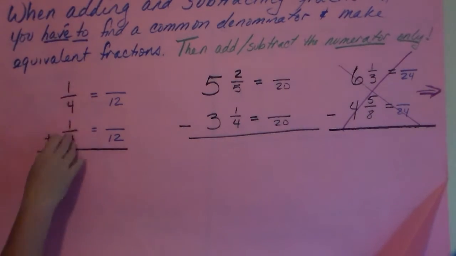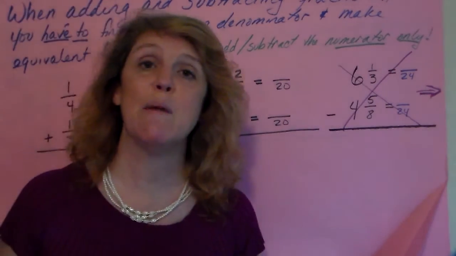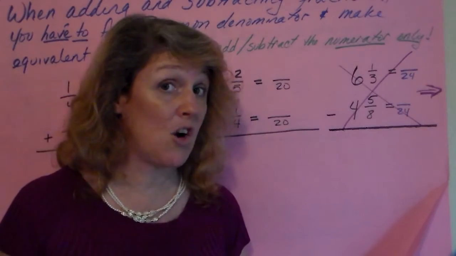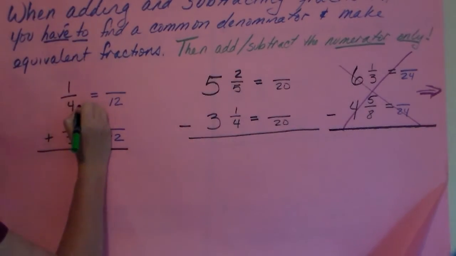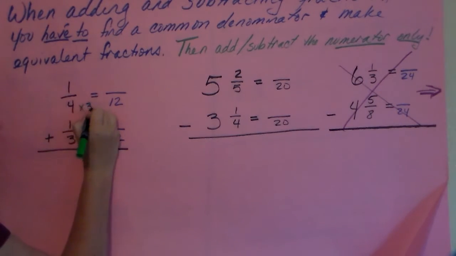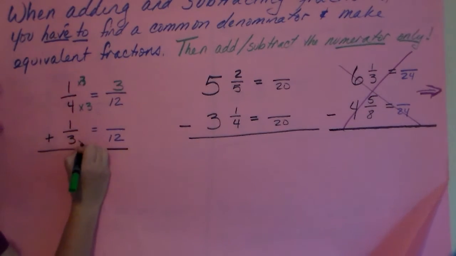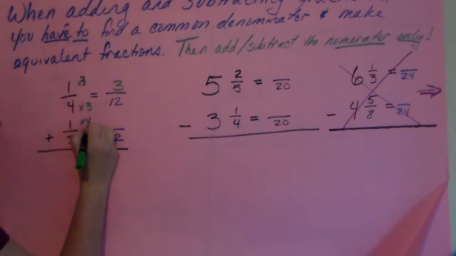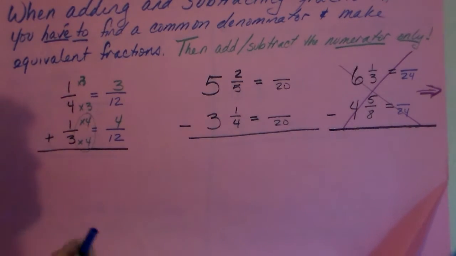So I have 1/4 plus 1/3. I have to find a common denominator, a number that they both go into, their least common multiple. So I choose 12. And I have to multiply the bottom and the top by the same number. 4 times 3 is 12, so 1 times 3 is going to be 3. 3 times 4 is 12, 1 times 4 is 4. Write these here if that helps you, to help you keep track.